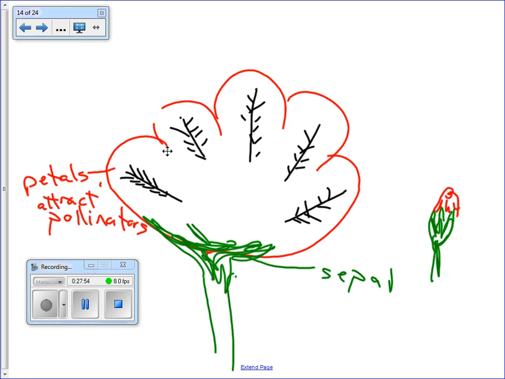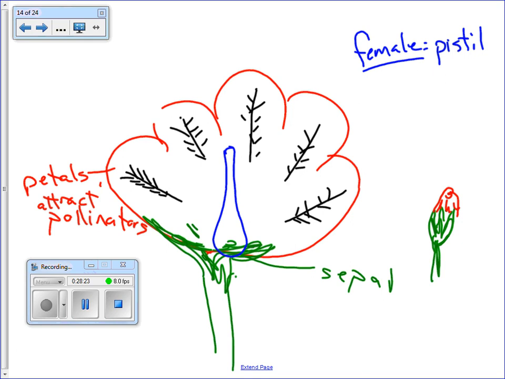So that's the sepal. Then we get into the important part, the male and the female parts of the flower. So the female parts all together are called the pistil. Pistil with an I, not with an O. And these, unfortunately, you just kind of have to remember. The pistil is the center part of the flower, and it's kind of pear-shaped like this.